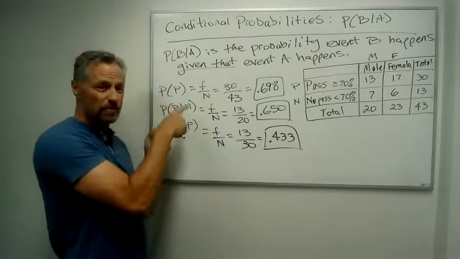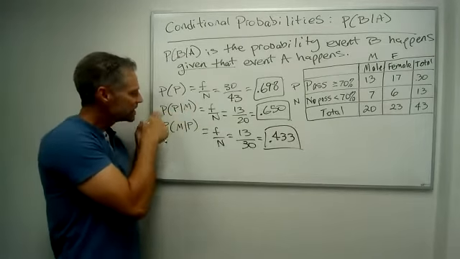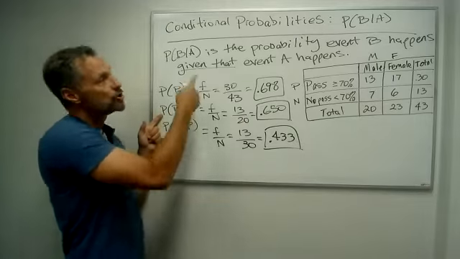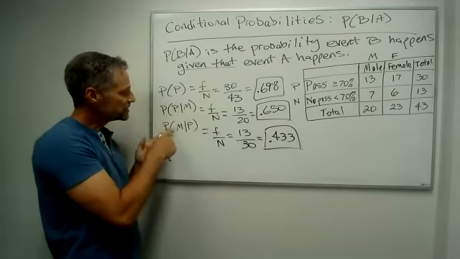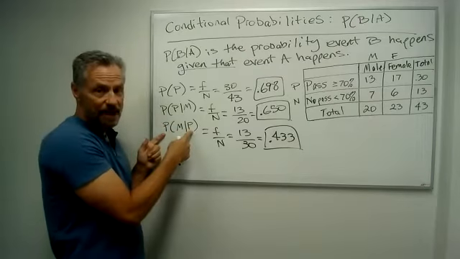So it depends which way we do these. Notice these are asking different questions. This one's the probability the person passed, knowing that they're male. This is the probability that they're male, knowing that they passed.